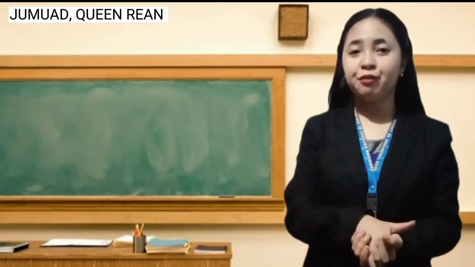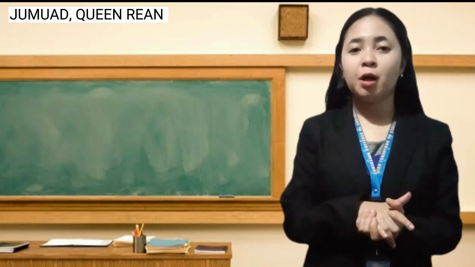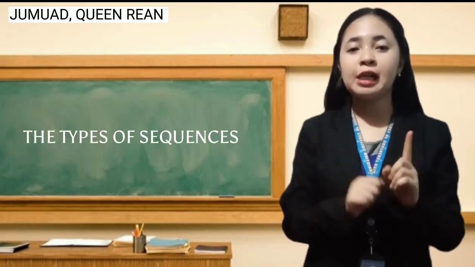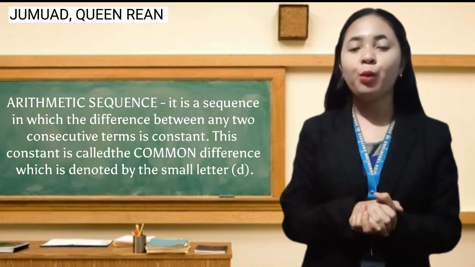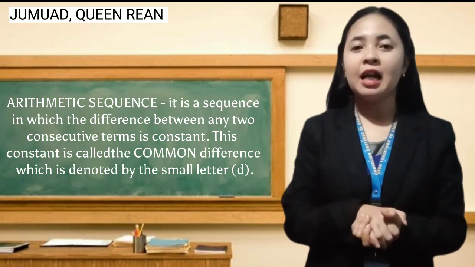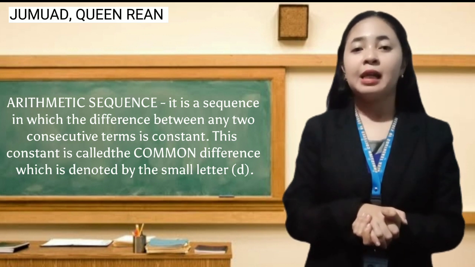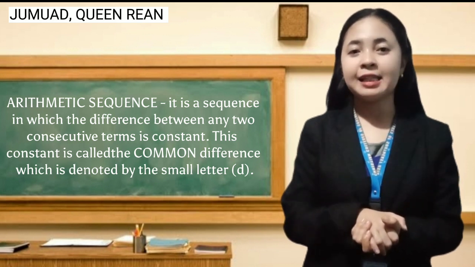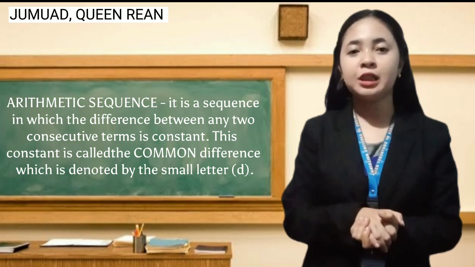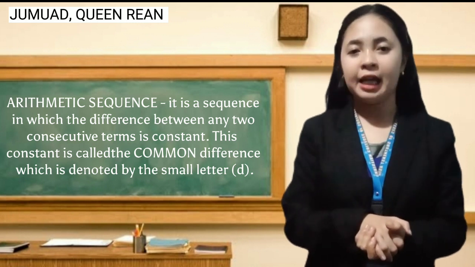Alright, as you can see in the video, it contains information about the types of sequences. First, the arithmetic sequence. It is a sequence in which the difference between any two consecutive terms is constant. This constant is called the common difference, which is denoted by the small letter d.